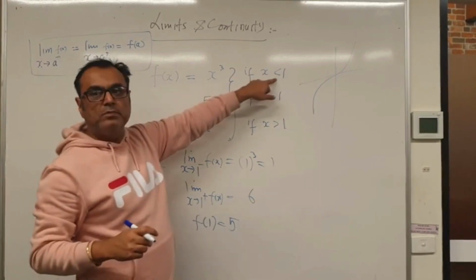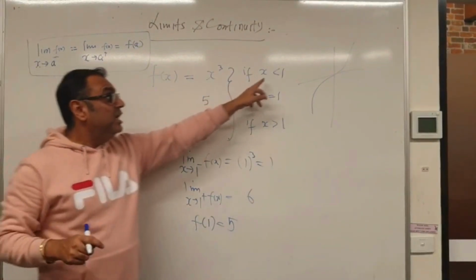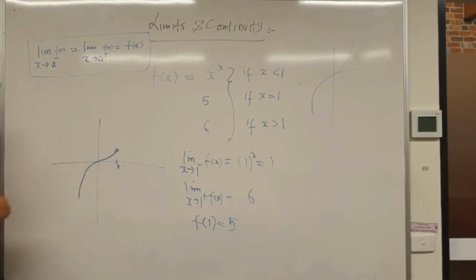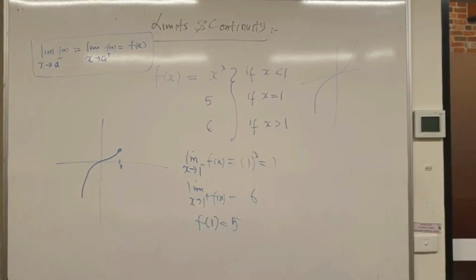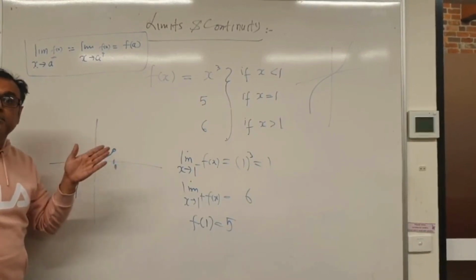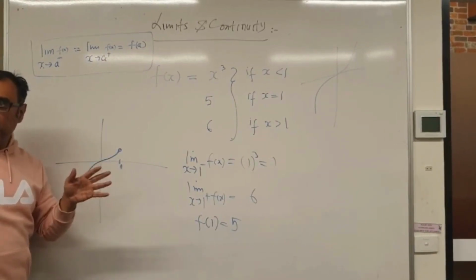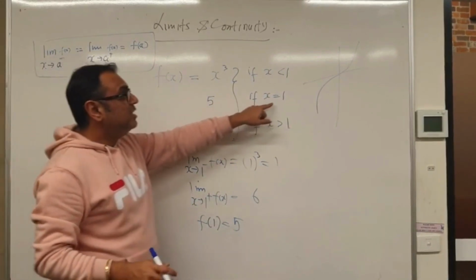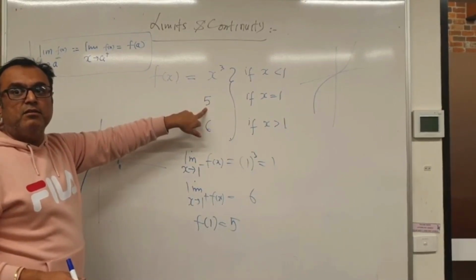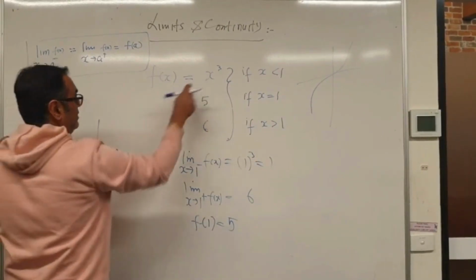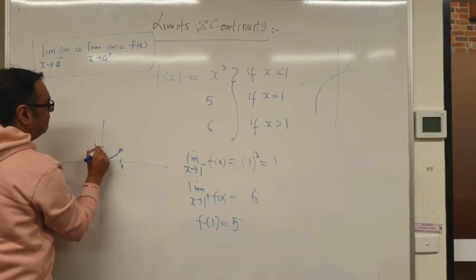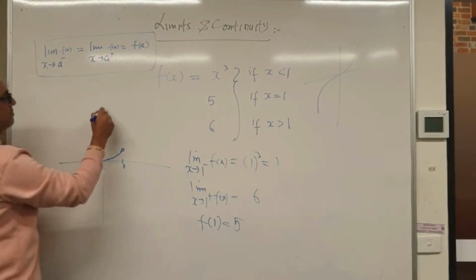Because now it is less than 1, I will draw an open circle here. That means 1 is not included. At x equals 1, the value of the function is 5. And this would be 1, right? You just found that. This would be 1 here. This is f of x.